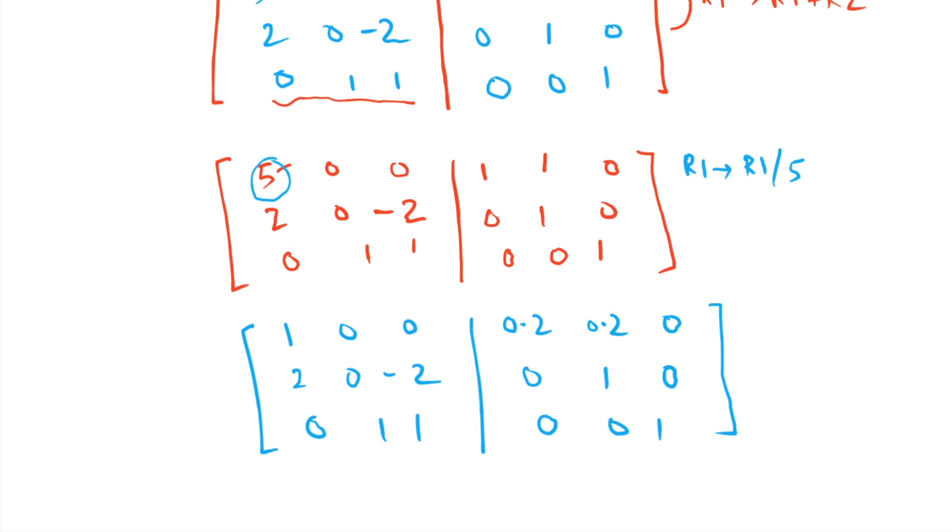Now let's see what else we can do here. What I want to do further is get rid of this 2 here. And we can get rid of the 2 by taking 2 times the first row, and subtracting it from the second row.